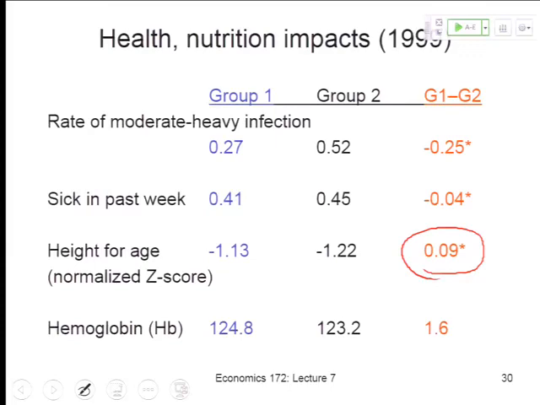Hemoglobin relates to anemia. If you have very low hemoglobin, it means you have anemia. Sorry, let me use the eraser. Okay, so this is another point to raise. Hold on. So anemia.